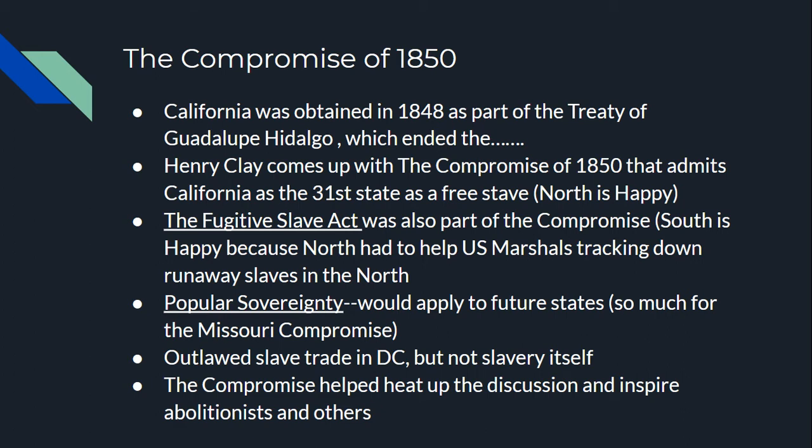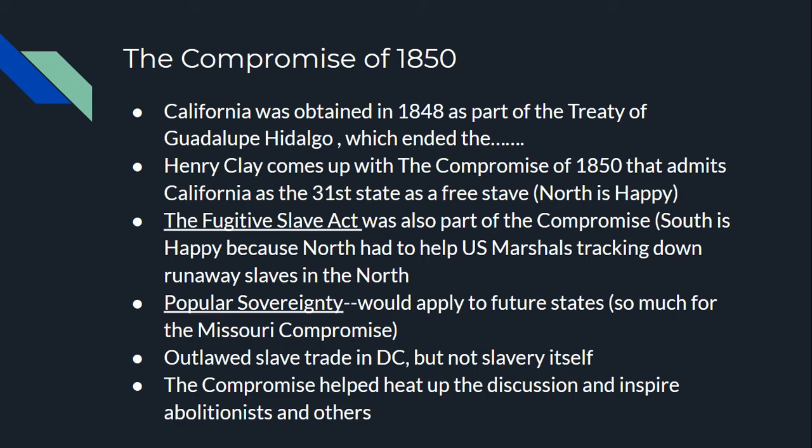So this compromise admits California as the 31st state, and it admits it as a free state. Naturally, such a large state, and it was very large because, if you recall, with the gold rush and everyone moving out there, there were a lot of people. So the North was very happy. Here was a new state, a very large state, that would be admitted as a free state. That made the North very happy.